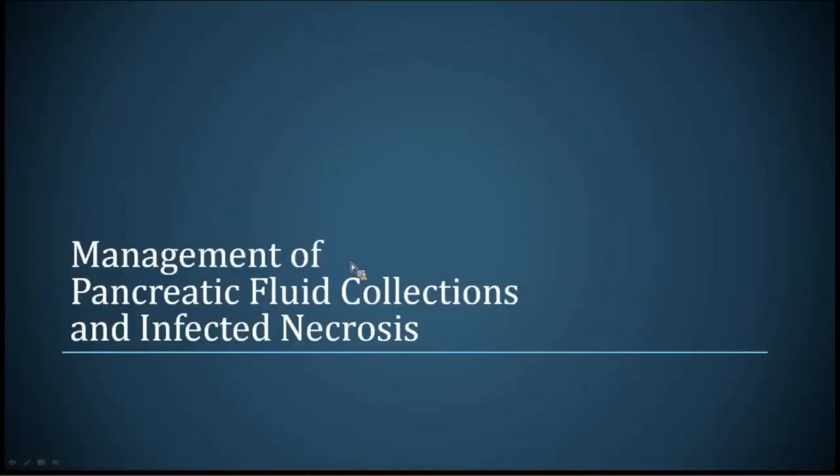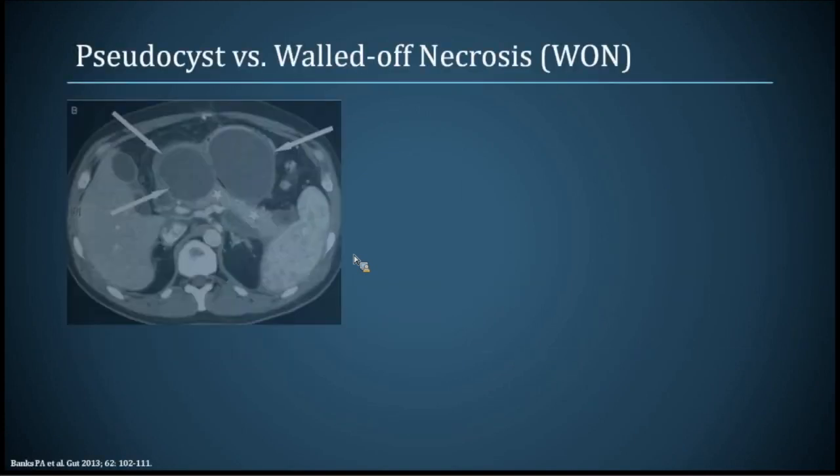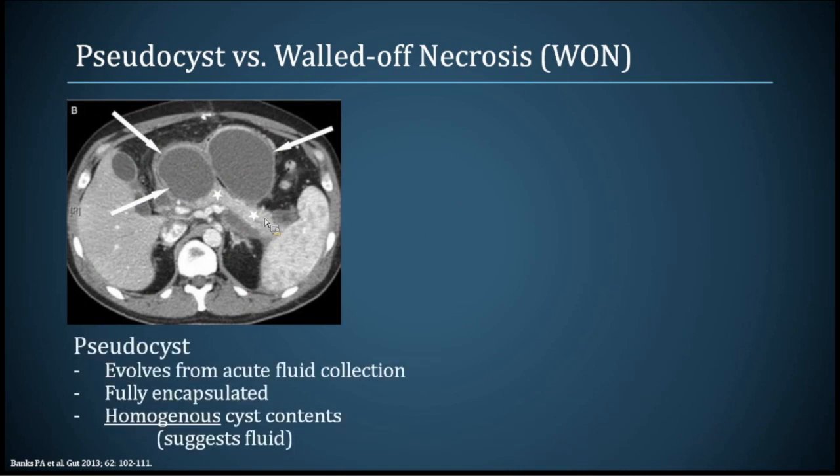The last category to touch on is to look at the management of pancreatic fluid collections and infected necrosis. So this is a pseudocyst. This evolves from an acute fluid collection. So patients come in with interstitial pancreatitis, they have all this inflammation, and they eventually form a blister, no different from a burn on your hand. It's fully encapsulated, and this is just cyst fluid inside.